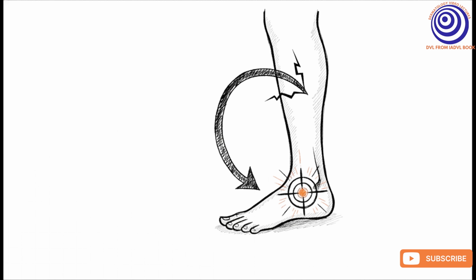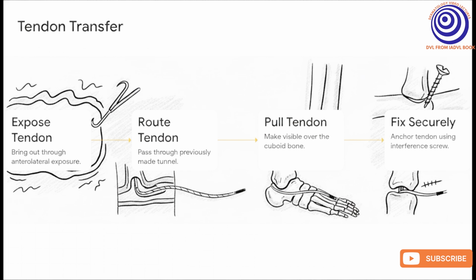Without these active dorsiflexors, the foot just falls right into plantar flexion. This results in a very characteristic high-stepping gait, severe gait instability, and a massive, massive risk for anesthetic neuropathic ulcerations right on the forefoot. So how do we correct this mechanically? We perform a posterior tibial tendon transfer.